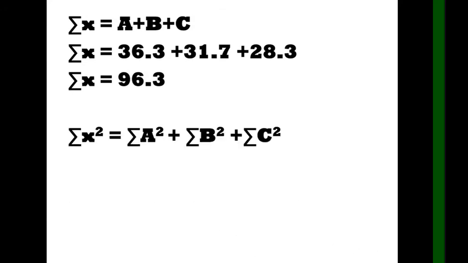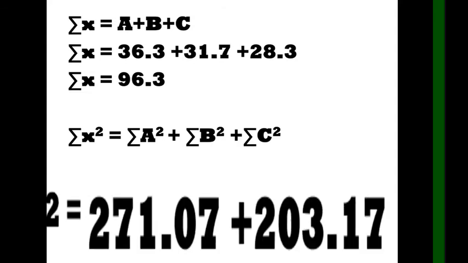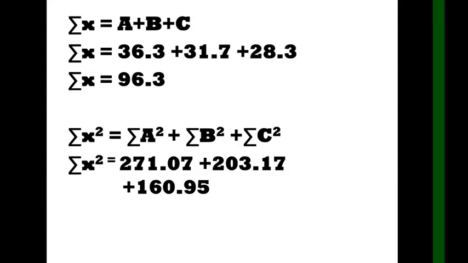So we will just add summation of a squared plus summation of b squared plus summation of c squared from our previous table. And we will get these values. And just get the total, we have 635.19.